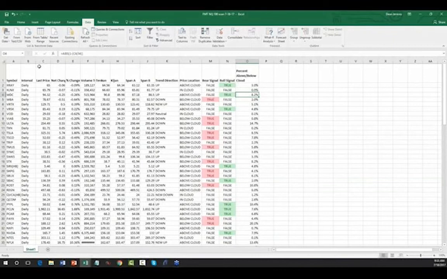So I see some symbols coming in. I will look those up in a minute. Let me just finish this thought here.